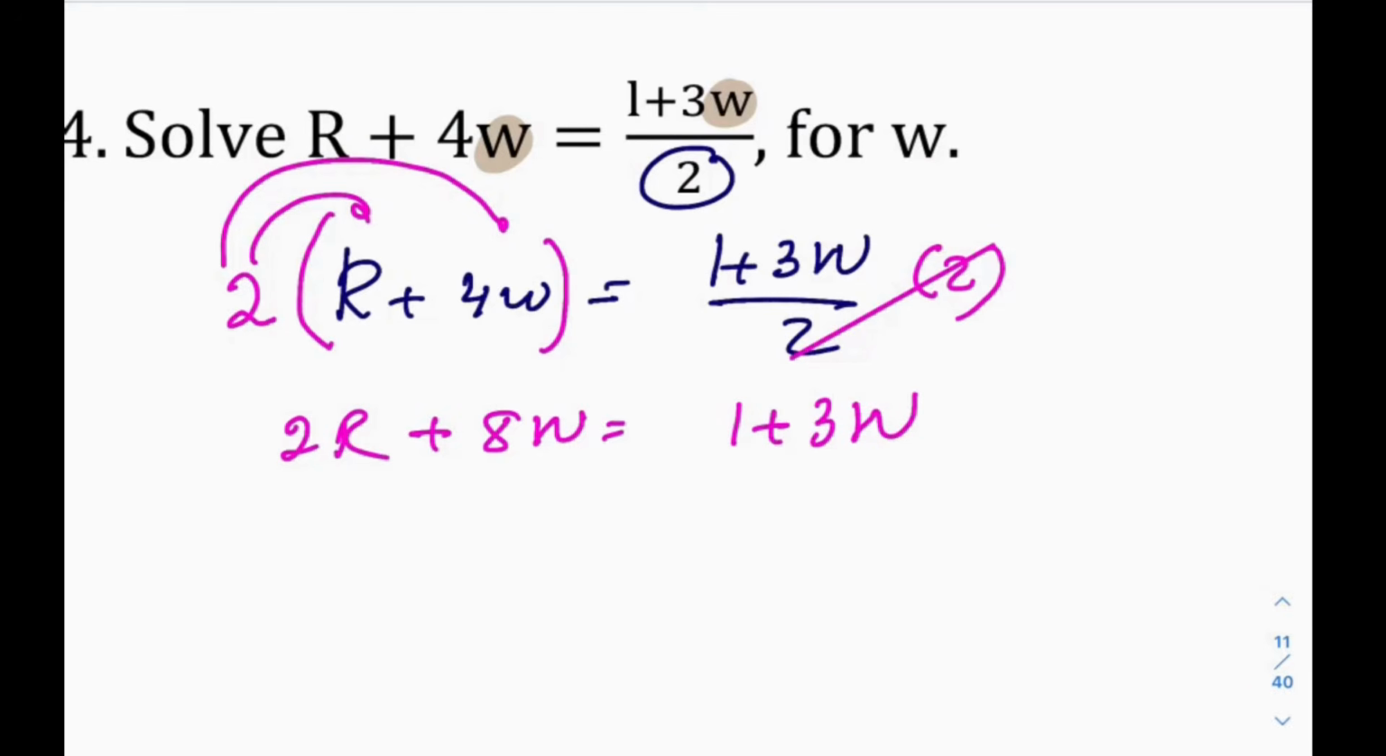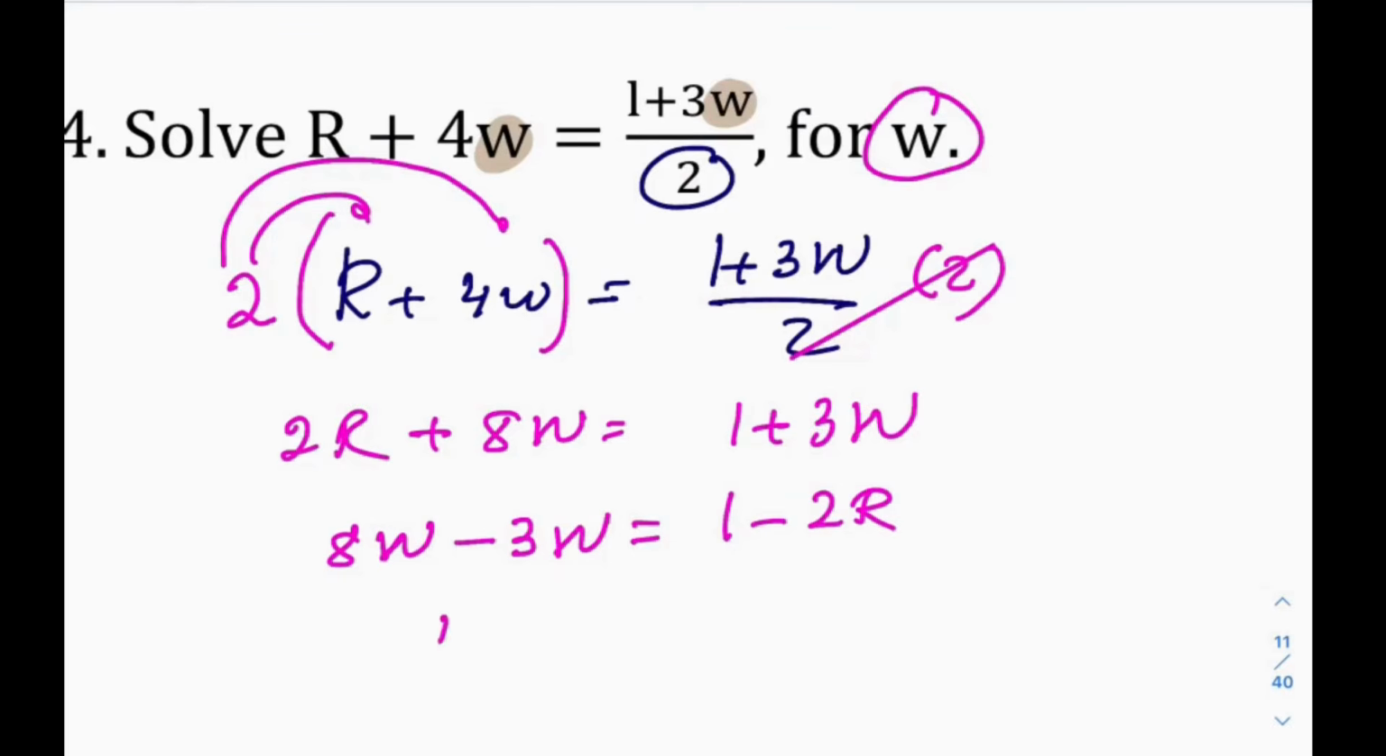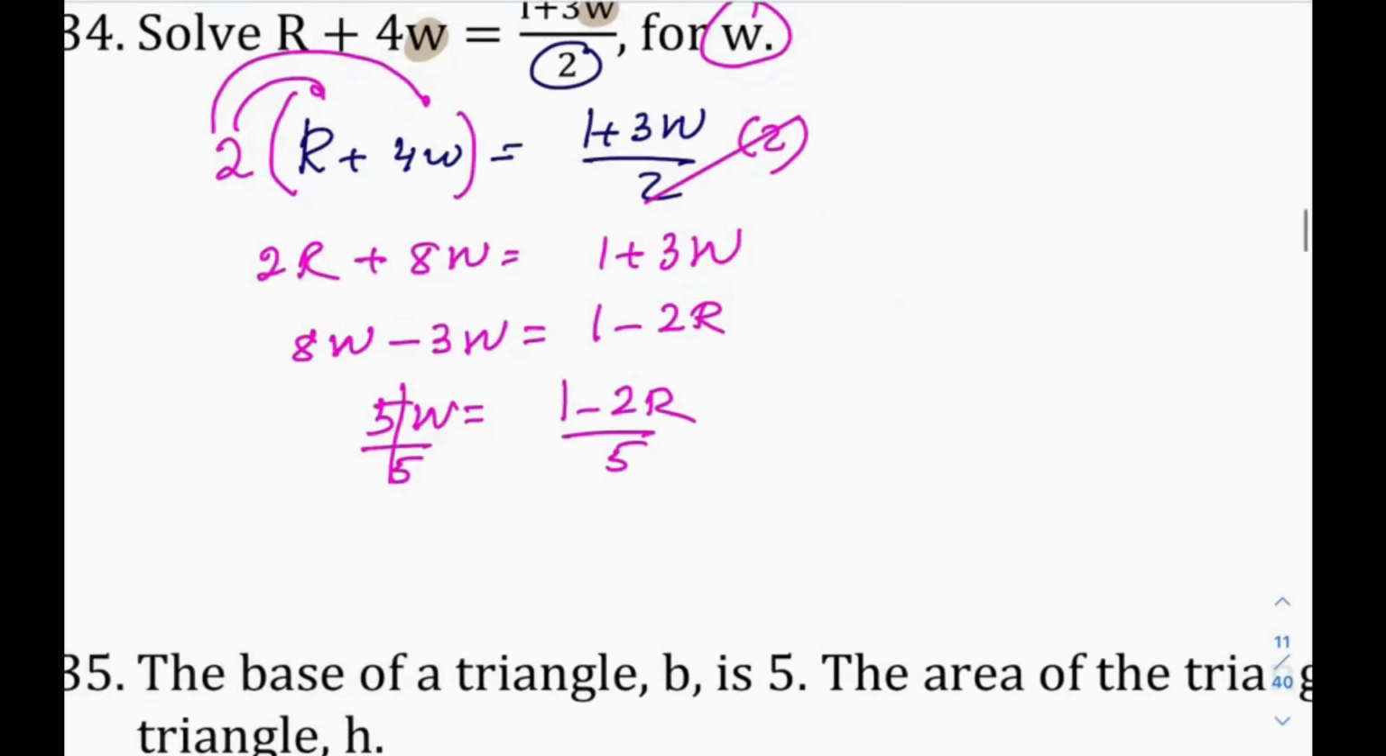Combine the W's. He wants the W's and to keep all other variables on the other side. So I will keep the 8W here and I will bring the 3W to it. And I'll take 2R to the other side. 8 minus 3 W's, it is 5W equals 1 minus 2R. And then you divide by 5 both sides. So this is the W that I need.